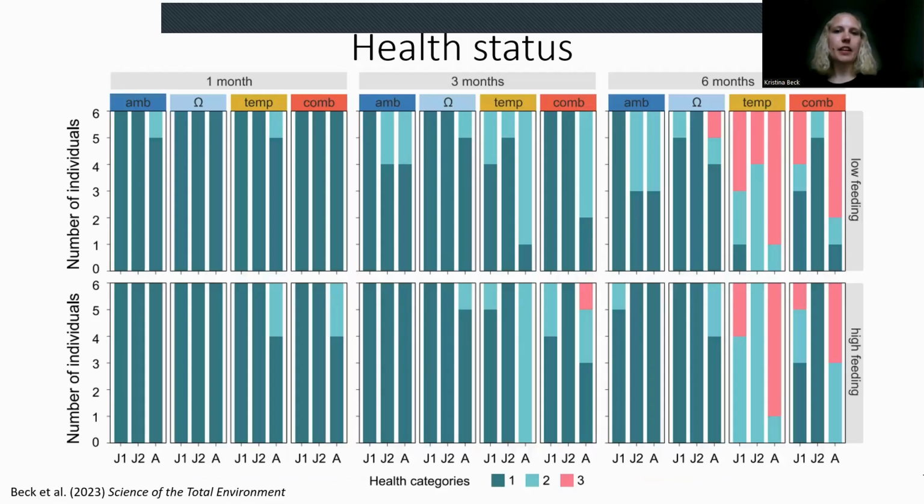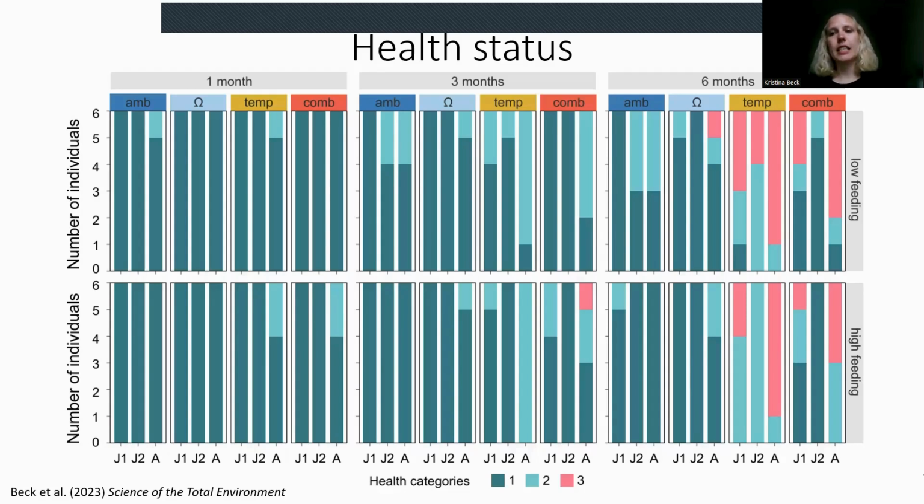So we checked the health status a few times over the 6 months of the experiment, and as you can see, we don't really see any differences in the first 3 months. So you always see the 4 different treatments at the top, the 3 life stages at the bottom, on the left, the early juveniles, and the right side, the adult corals, and then the low feeding treatment at top, high feeding treatment at the bottom.